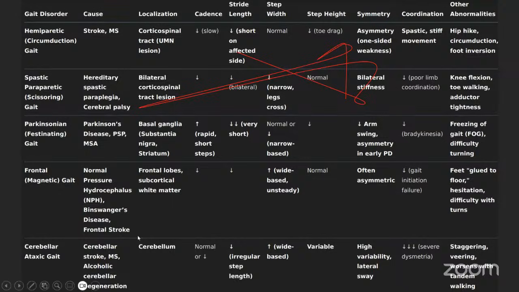In cerebellar ataxic gait, the causes are cerebellar stroke, MS, alcohol, and cerebellar degeneration. The localization is the cerebellum, and cadence can be normal or reduced. Stride length is reduced and irregular. Wide based gait, variable step height, and high variability with lateral sway. There will be decreased coordination, severe dysmetria, and staggering, and veering worsens with tandem walking.